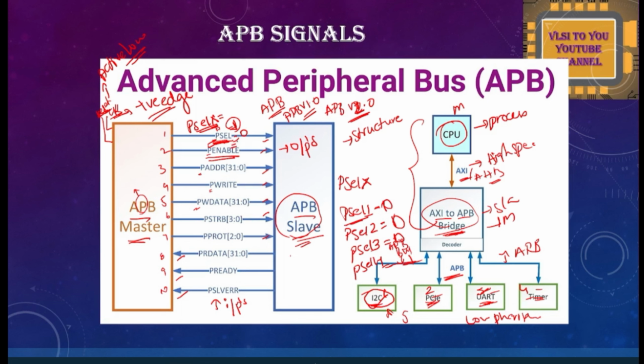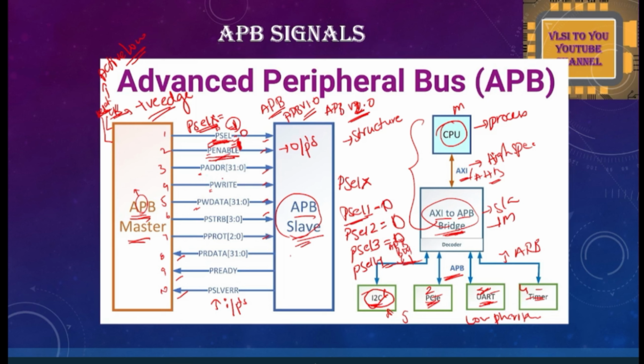If PENABLE equal to 0, it means the slave is not ready to accept anything. PENABLE equal to 0 means the master is not going to send anything and the slave is not going to accept anything. If PENABLE equal to 1, then that means the data transfer is going to take place. That is just like an instruction given by the master to the slave, that I am going to send something to you, so you get ready. So that is PENABLE.